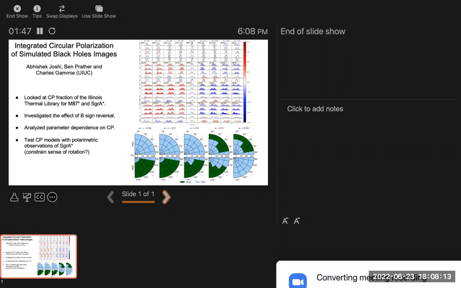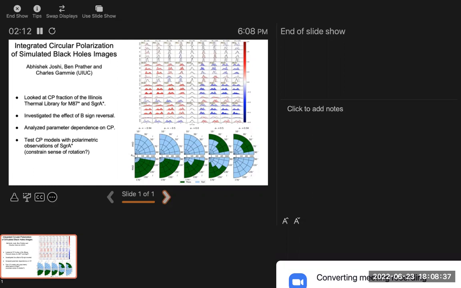At the end of the day, we tried to see what observations of zero baseline circular polarization fraction told us about our models. As a test, we used the ALMA polarimetric light curve data from Bower et al. 2018. And we tried to see if there are any trends in the constraints.